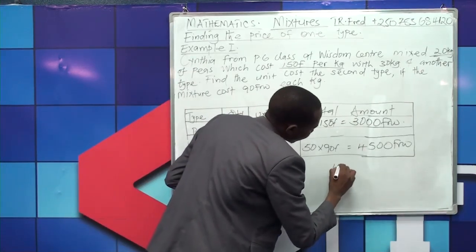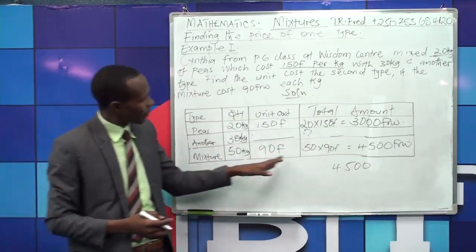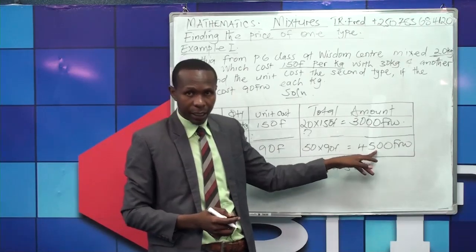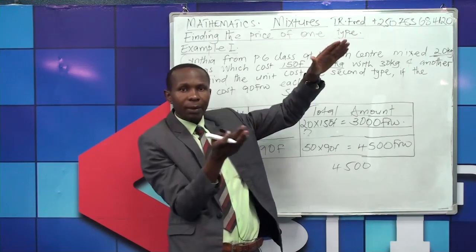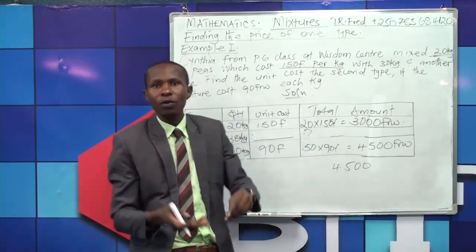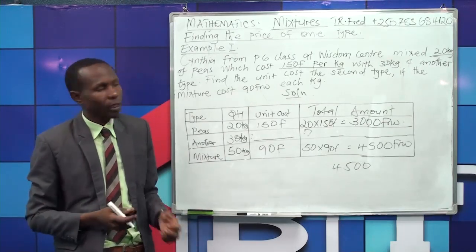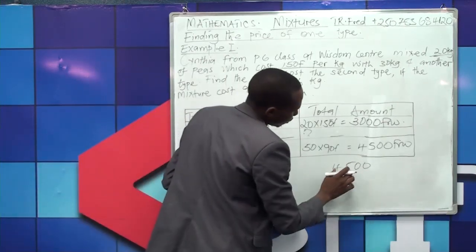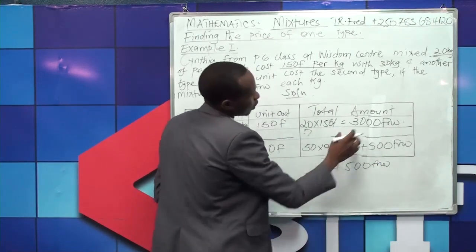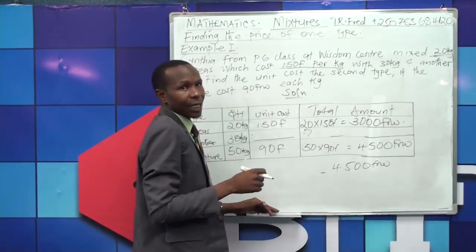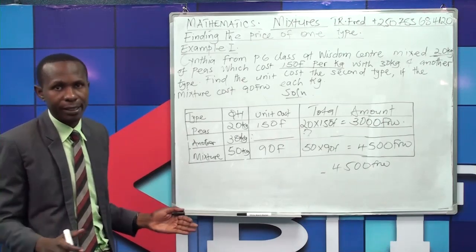So we shall have 4,500, the amount that was spent on the mixture. Then we subtract the amount of the first type. Remember, when you get the first type plus the second type, you have to come out with the money which is worth the total mixture. We shall get 4,500 francs, and we subtract 3,000 of the first type, such that what we remain with is the amount for the second type.